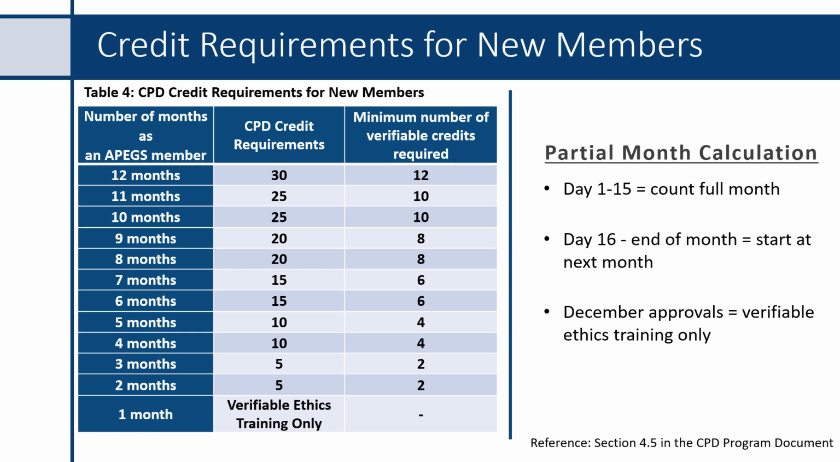Once you know the duration of your membership, refer to Table 4 in the CPD program document. This table outlines both the total number of credits and the minimum number of verifiable credits that new members need for their first calendar year of membership. For more detailed information, you can refer to the APEGS CPD program document.